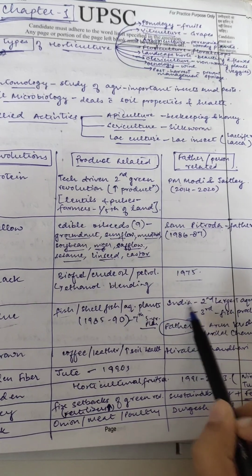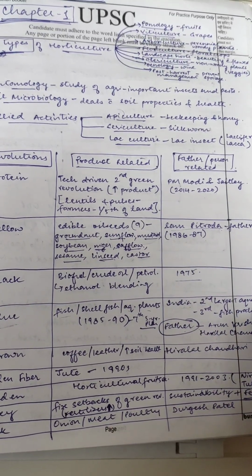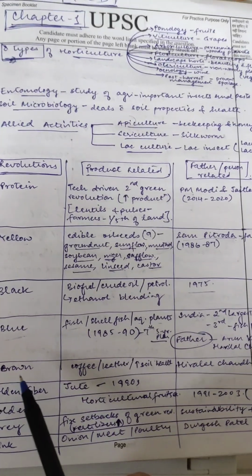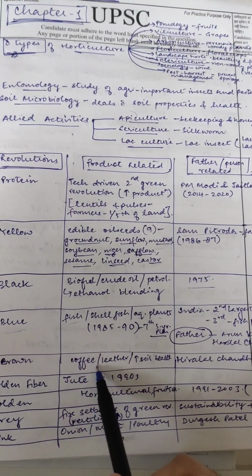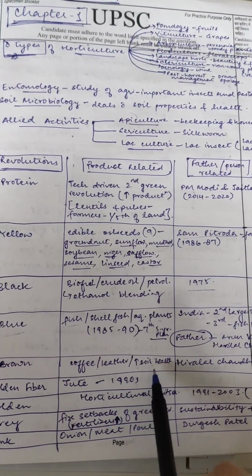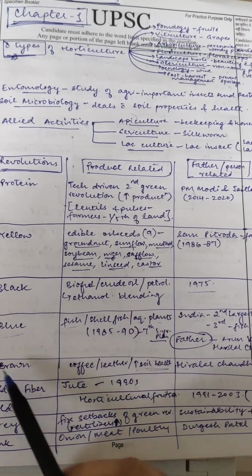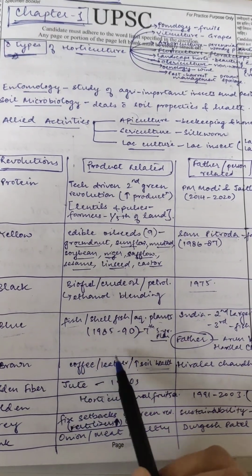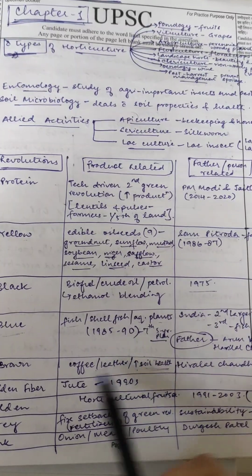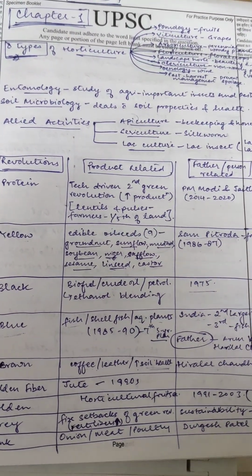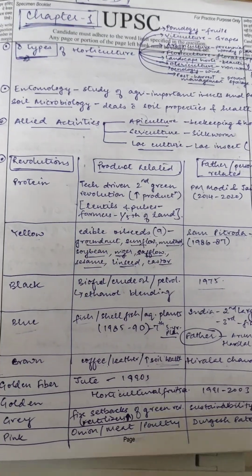A few facts: India is the second largest aquaculture country in the world and third in fish production globally. Now the brown revolution is basically related to coffee or leather, or increasing soil health. Hiralal Chaudhary is the father of the brown revolution.